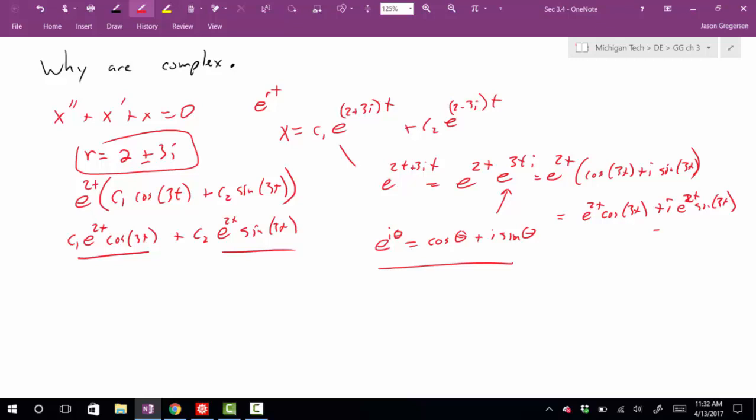Questions? So really the process should have been plugged into the formula. The process should have been use your complex roots to generate this expression that has a real and imaginary part. Use the real part as one solution, the imaginary part as the other solution. That's the general process. Okay? Questions there?